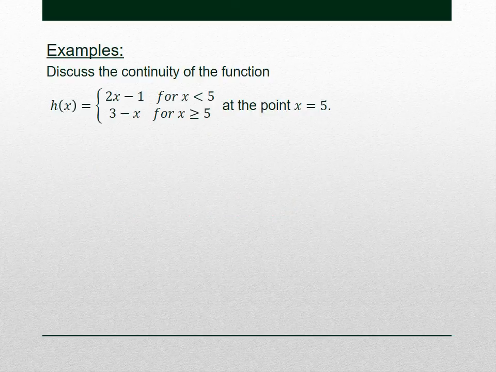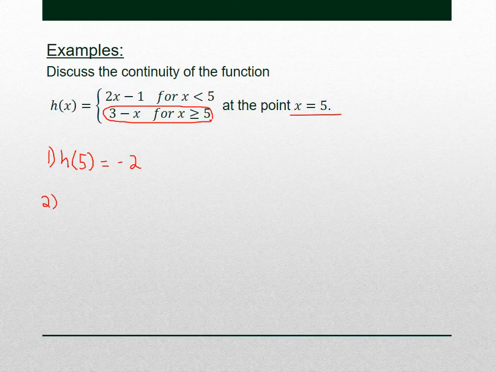All right, here's another function. It's 2x minus 1 and 3 minus x. So again, we want to discuss the continuity at x equals 5. So step 1, can you plug 5 into the function? So what is h of 5? Well, we're going to use this for that because that's the or equals. And so that's 3 minus 5, which is negative 2. Step 2, we need to find the limit. So what is the limit as x approaches 5 of f of x?